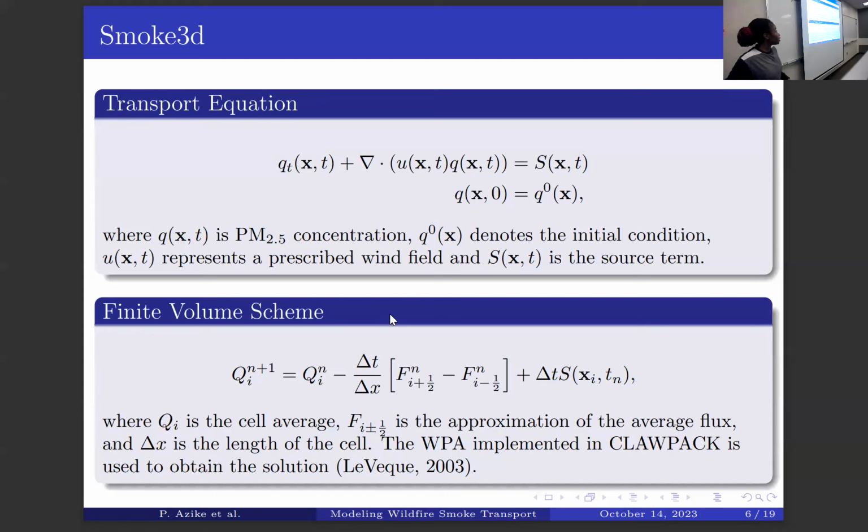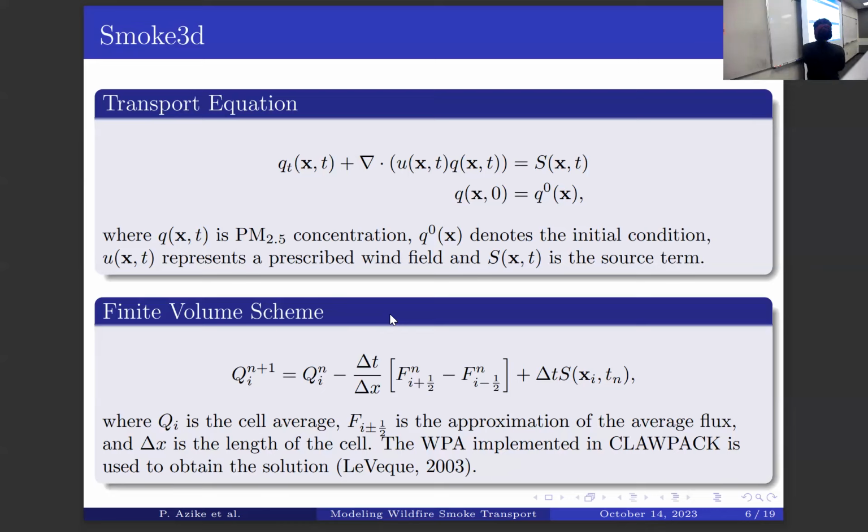So the transport equation we implement in SMOK 3D is as shown. Q is the concentration of PM2.5, which we're trying to estimate. We have our initial condition. We also use prescribed wind field data U, and S is the source term. It's basically any forcing that causes smoke to be injected into the atmosphere.